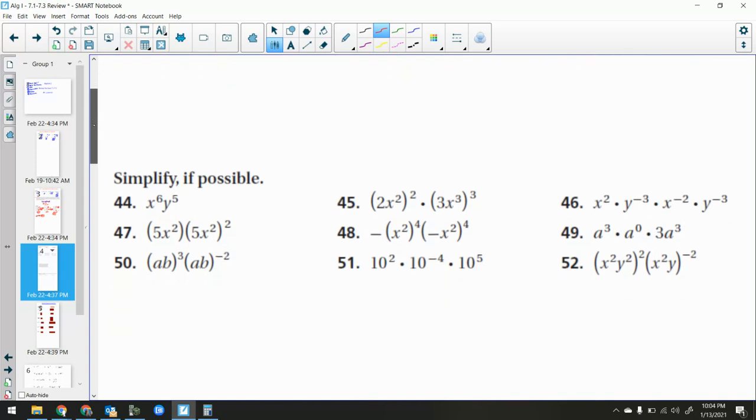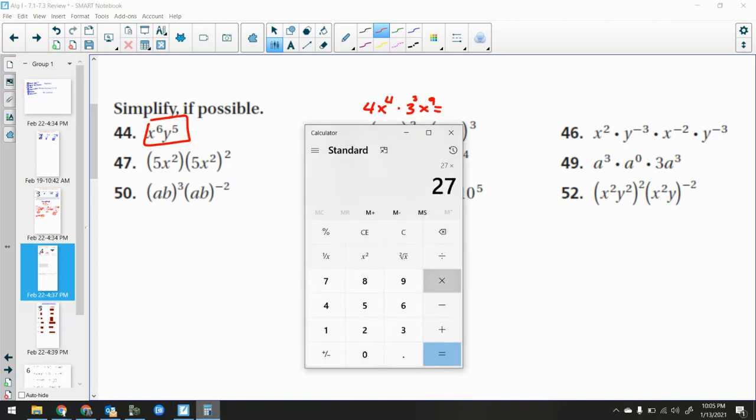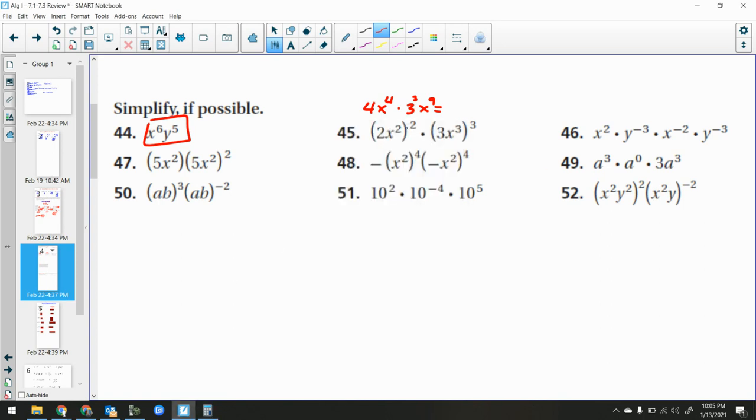Let me take a look here at the answers for 44 to 52. 44 is simplified, nothing to do there. 45, I do have to manipulate that one a little bit. I've got to take 2 squared, which is 4, and then x squared, which is x to the 4th, times 3, and then I've got x to the 3rd. Oh, I forgot, it was 3 to the 3rd, x to the 9th. And 3 to the 3rd is 27. So I've got 27 times 4, which is 108. So 108, x to the 13th. 9 plus 4 is 13.